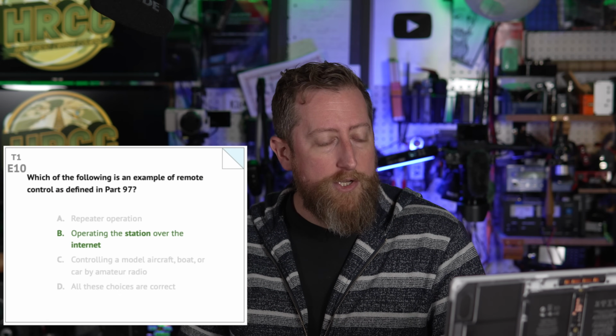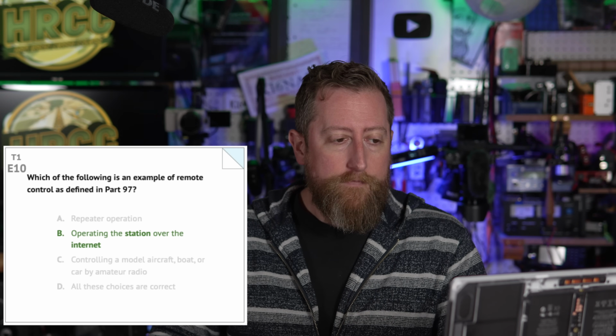Echo 10, which of the following is an example of remote control as defined in Part 97? B, operating the station over the internet. Great, you can do that. That's a thing. Yeah, I can take my laptop, go to a hotel, and I can still tunnel in and talk to this radio and operate it remotely. And that works great. It's a lot of fun because sometimes I don't want to carry a bunch of radios out with me and I just want to have my laptop, which I always do anyway. And you can do that with amateur radio.